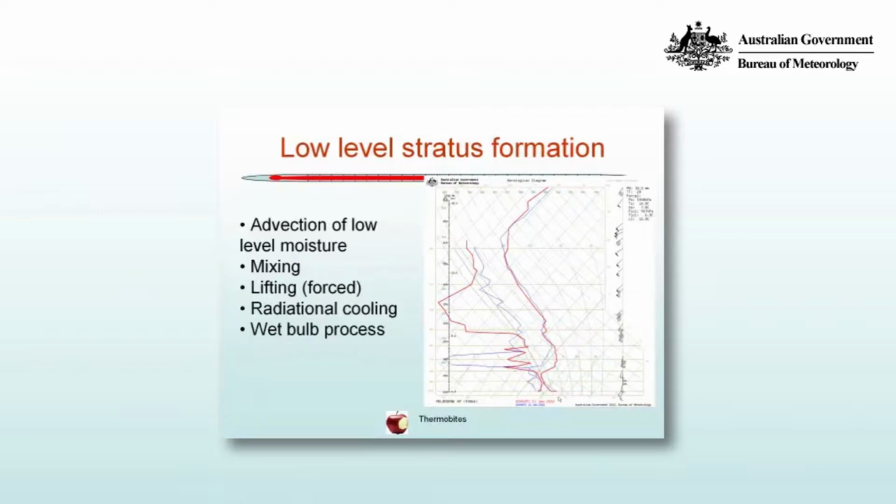Lifting gives rise to adiabatic cooling, and so parcels can be cooled to saturation. There is of course radiational cooling as well, and so stratus can form or form more thickly at night when air cools to saturation. And then there's the wet bulb process, which we've spoken about in another video, so that extends the base of nimbostratus or can result in the formation of low-level stratus when there's significant precipitation into a region in the lower part of the atmosphere that's unsaturated but perhaps close to saturation. So there's a number of ways in which low-level stratus can form.